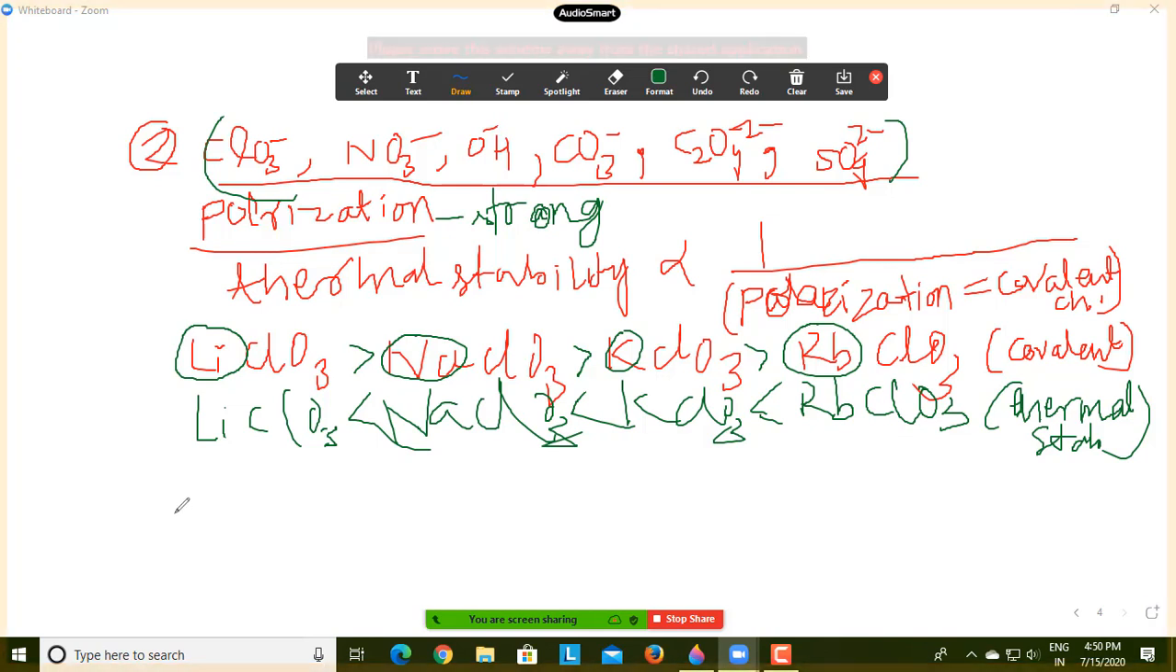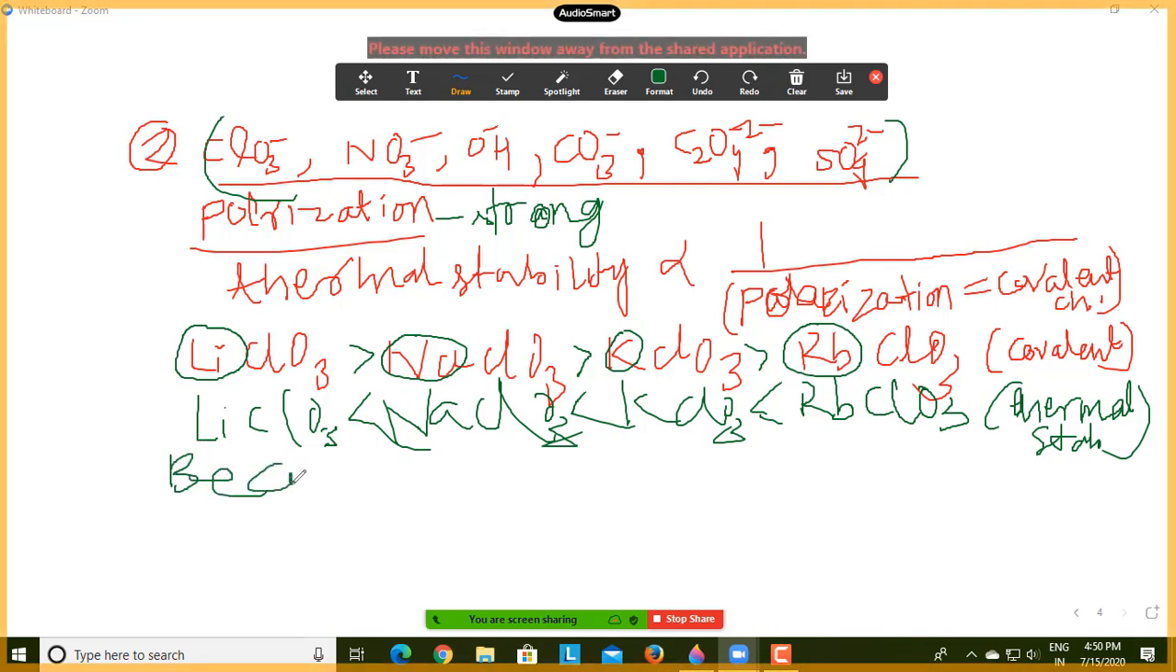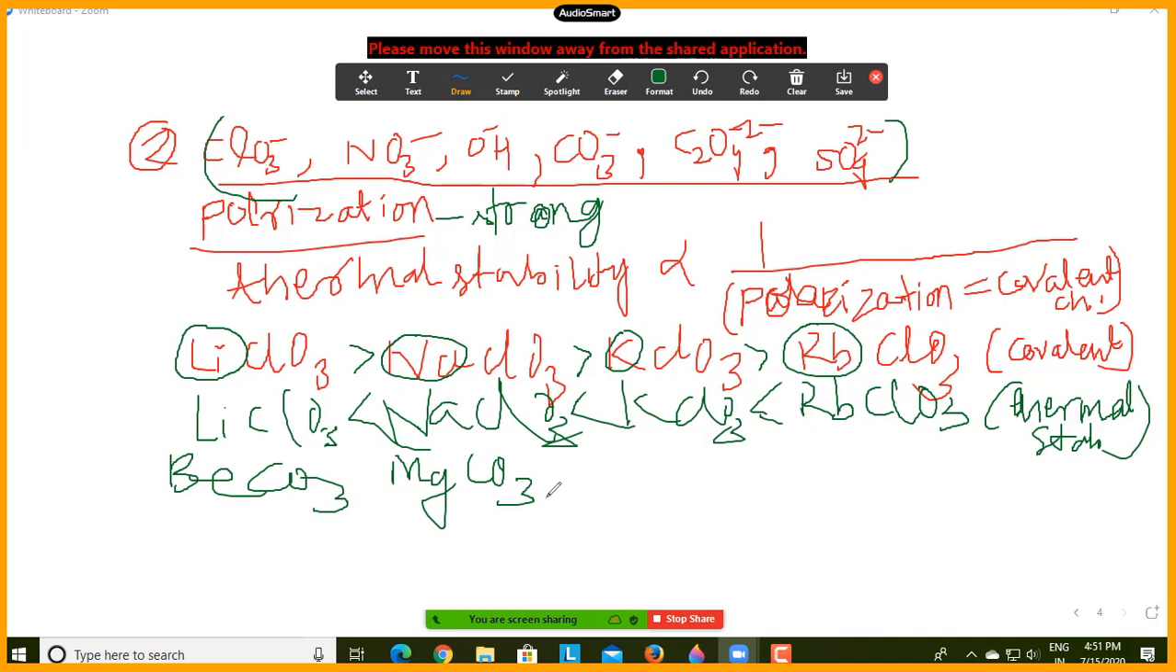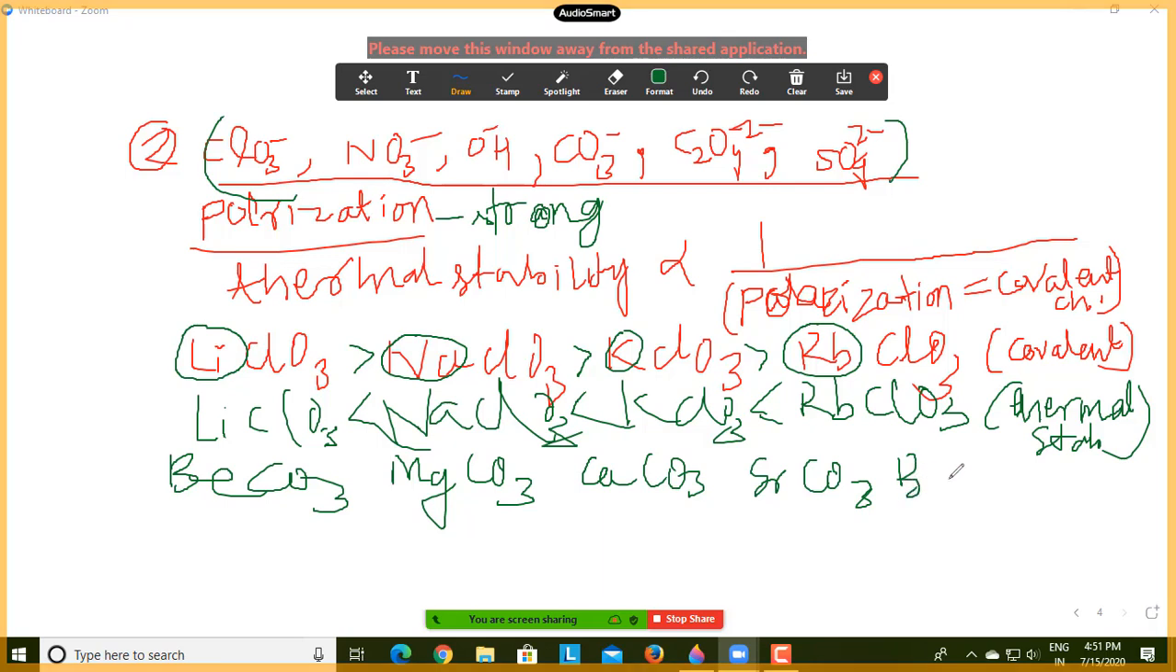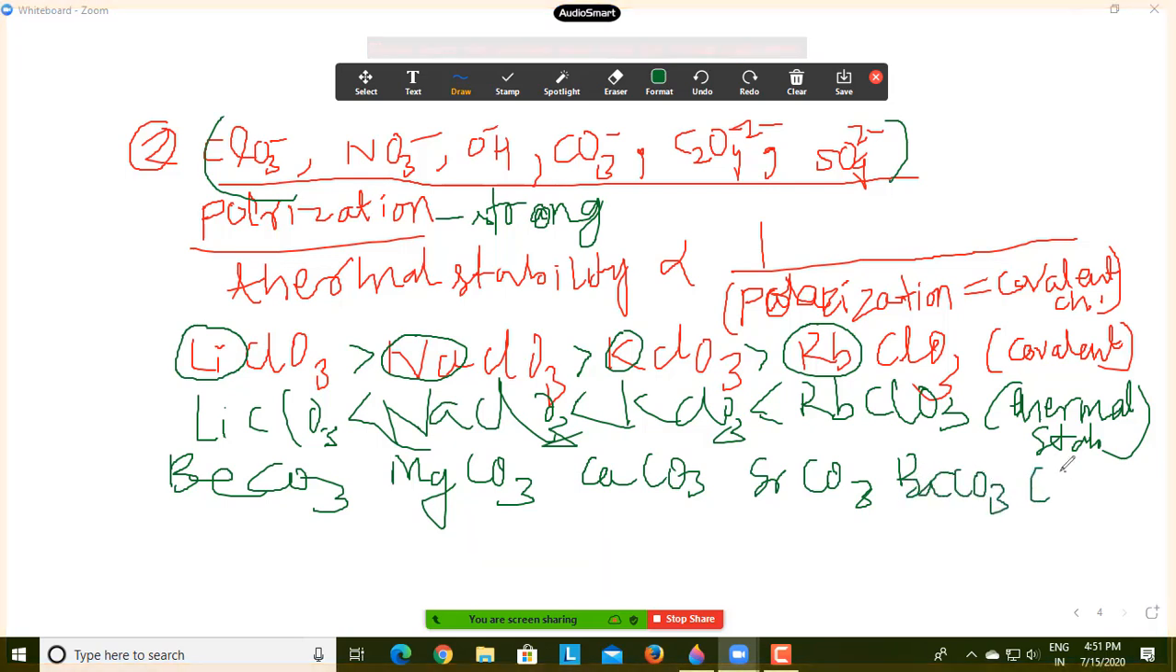Now suppose I am taking carbonates: beryllium carbonate, magnesium carbonate, calcium carbonate, strontium carbonate, barium carbonate. You tell me what is the order of covalent character. It decreases.